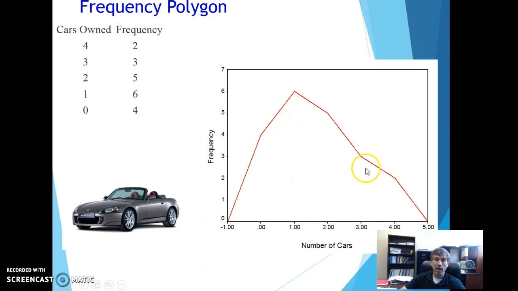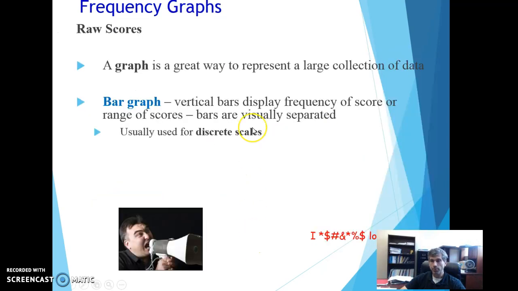So this is all the same data that was in our frequency table. It's been converted to a polygon. We're going to see a lot of different frequency polygons this semester, starting with the distribution shapes material that's going to come after this. So our next form of graph are different forms of bar graphs.